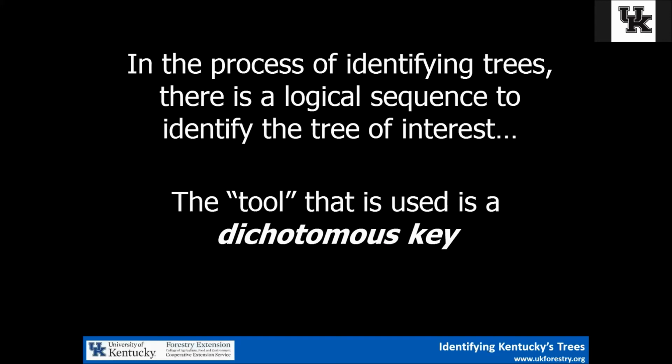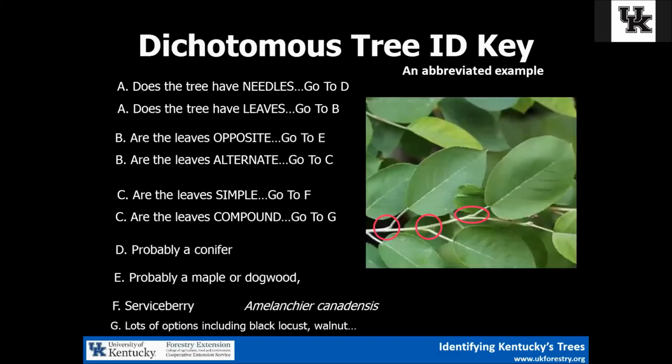And I've got a quick, extremely abbreviated example here, so you can kind of see how a dichotomous key works. Now we have dichotomous keys for all kinds of organisms, not just trees, so you might have run into one of these before. You'll notice everything's in twos, di meaning two, so we'll start at the top, or at the beginning, and start trying to answer these questions to get to the answer.